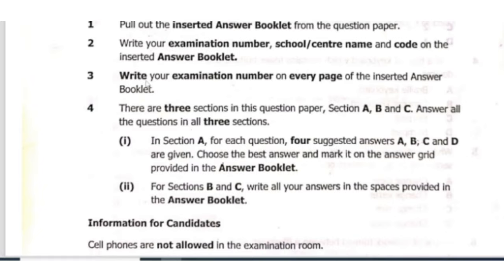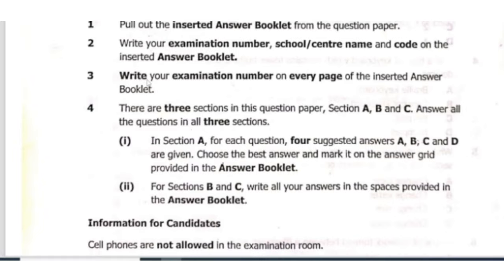Instruction number 4 is: there are 3 sections in this question paper. Section A, B, and C. Answer all the questions in all the 3 sections. None of these sections have a question that you are supposed to leave out without answering. You answer all the questions in the paper, so there is no question that you leave out.